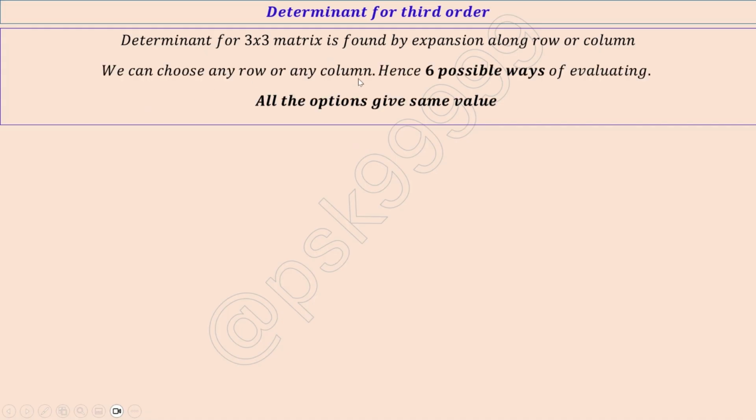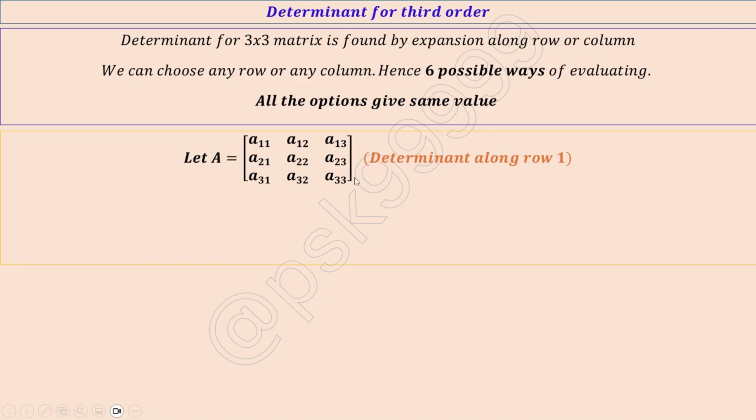This is simple. For third order matrices, our chapter is limited up to third order, but you can extend this to any order. For third order, we can choose any row or any column. That means you have 3 rows and 3 columns, so 6 ways you can evaluate the determinant. All options will give the same result.